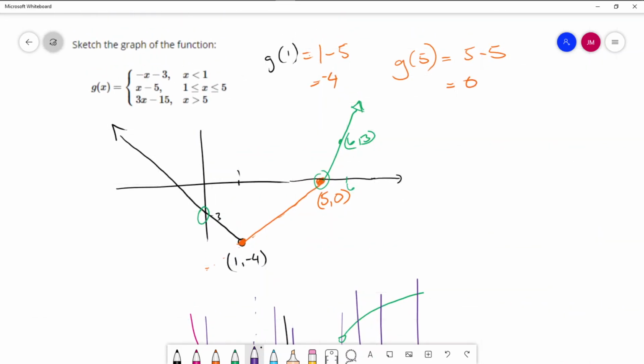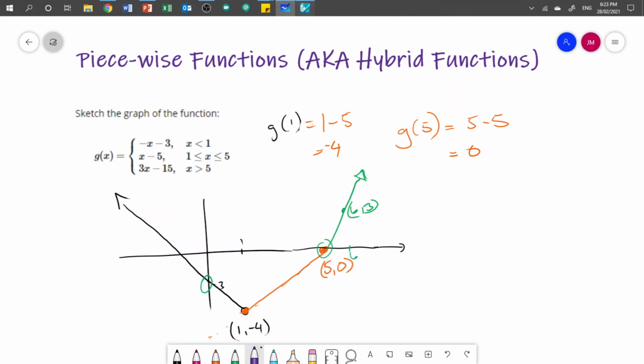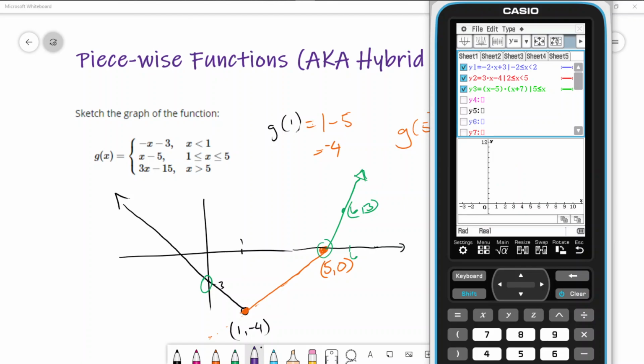Okay, so that's a brief intro to piecewise functions. Let's have a look at a CAS calculator. So if we go to graph and table, clear whatever you've got in there. Alright, get rid of all that junk. So you can type in each of these equations one at a time if you wanted to. So I'm going to type in negative x minus 3, and x minus 5, and 3x minus 15. And if I tick all those and sketch them, I'm going to get 3 continuous lines.